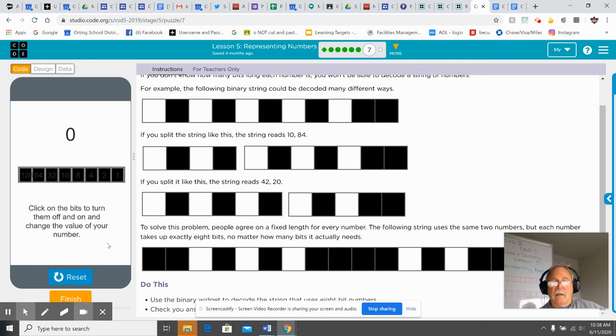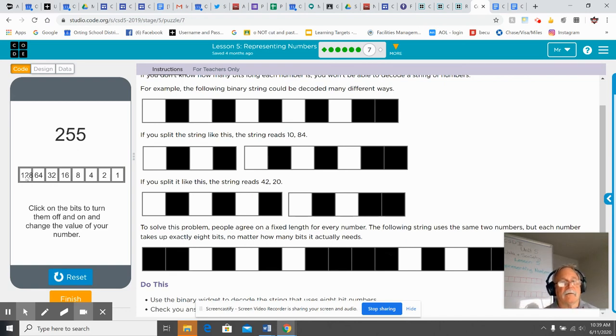So let's find out. Check your answer. Check the binary widget to decode the string uses 8 bits. So if we do 8 bits, we go 1, 2, 4. Let's count the way. 1, 2, 3, 4, 5, 6, 7, 8. Now we're just looking at it really for our own reference purposes. We're looking at an 8-bit widget.